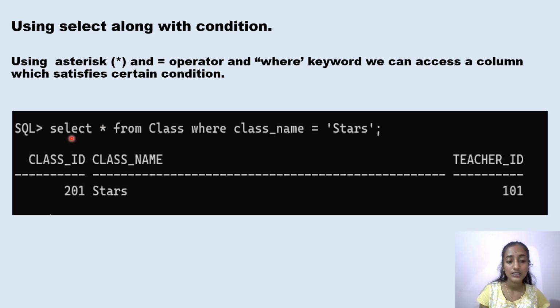Condition execution. Select star from class, where class name is starts. I want the class name which has starts, all the records, and I got class ID, class name, teacher's ID.